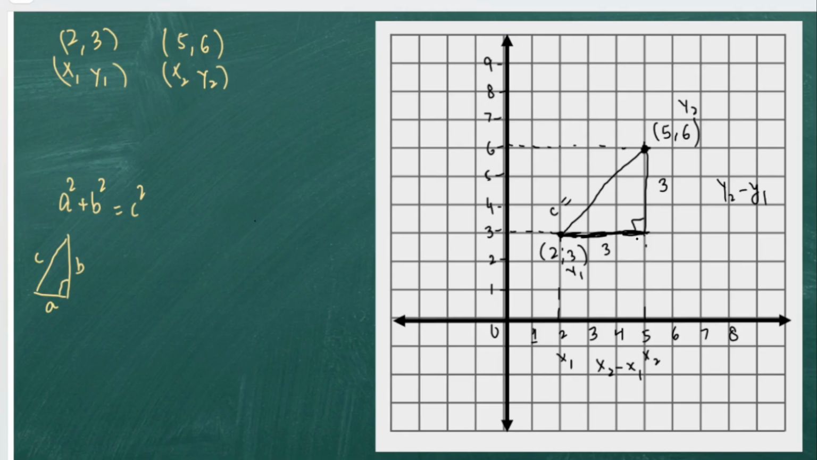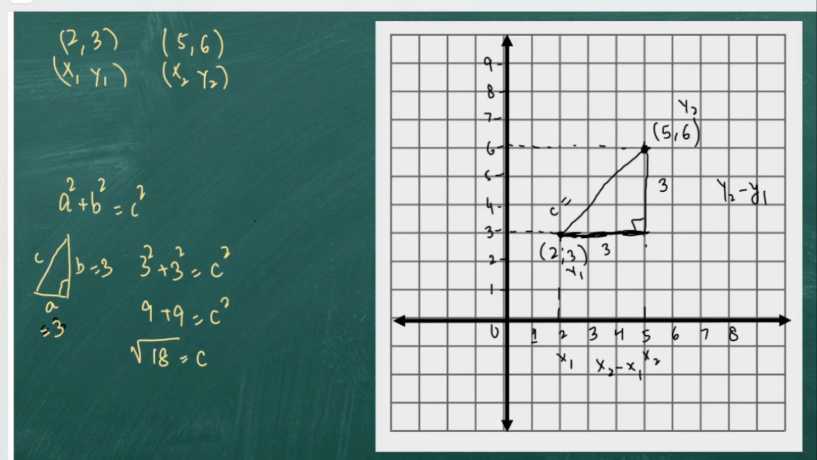Once I have this horizontal distance and this vertical distance, that means I have this a as 3 and b also as 3. Okay, let me change the color. So a is 3 and b is 3. Can I get c? Of course I can get c. How will I get c? a squared plus b squared. That means I will get 3 squared plus 3 squared is equal to c squared. 3 squared is 9, 3 squared is 9. So 9 plus 9 is 18 and my value of c is root 18.